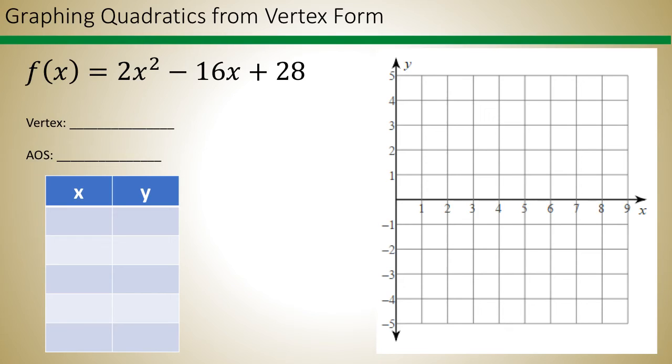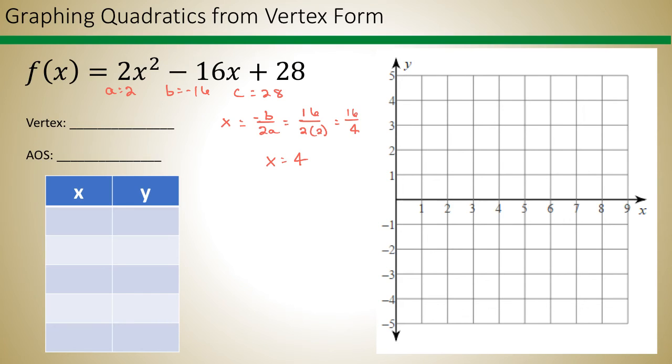So first thing, find where that vertex is. We need to figure out what a, b, and c are. So a is 2, b is -16, c is 28. So we get x is equal to, let's just write the formula, -b over 2a. So the opposite of b is actually going to be +16 over 2 times 2, and that's going to be 16 over 4. So x is actually equal to 4.